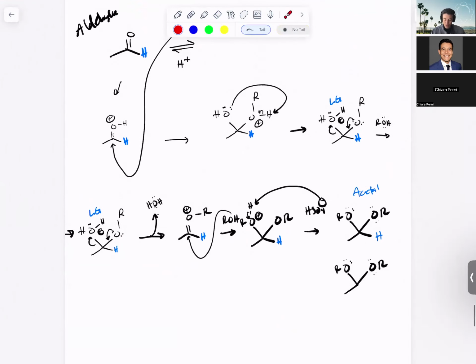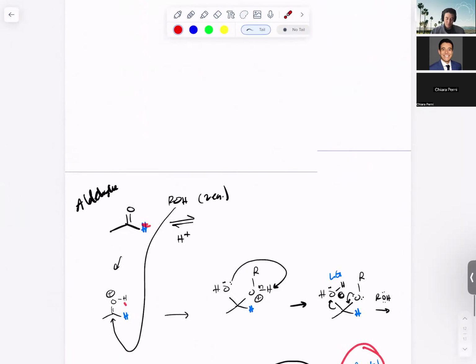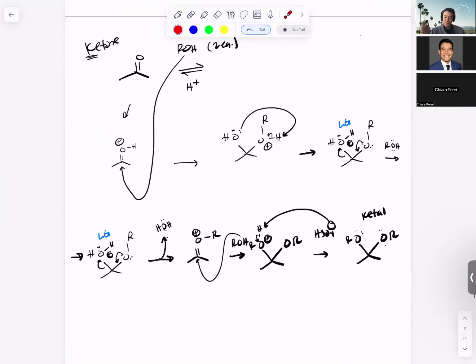So full on acetal, because we started with an aldehyde, versus the full on ketal, because we started with the ketone. Okay. So that's the long story short of it. Any questions between those two? No, I feel like that's a pretty straightforward mechanism.